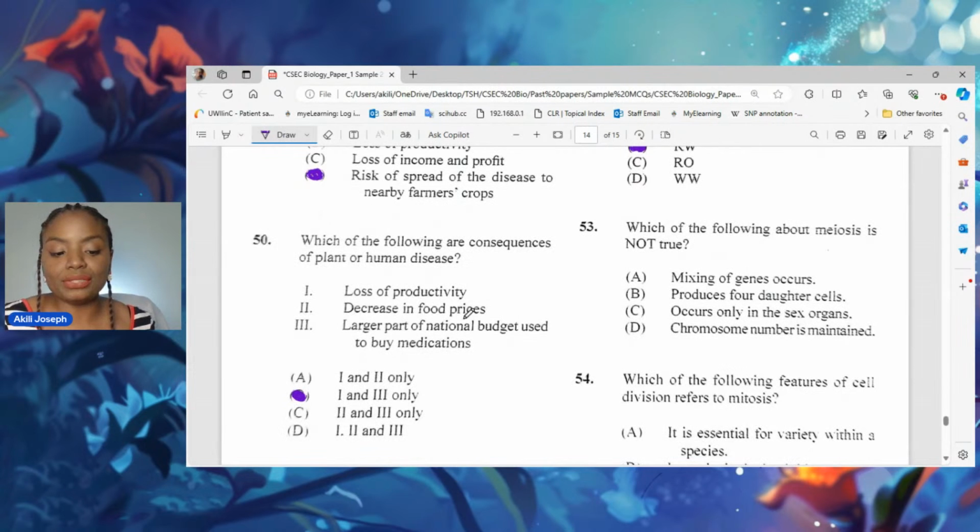53, which of the following about meiosis is not true? Mixing of genes occurs, produces 4 daughter cells, occurs only in the sex organs, and chromosome number is maintained. Meiosis does produce 4 daughter cells, so it's not B, it's going to be D, right? Now, the gametes have half the number of chromosomes, and when they fuse, it restores the chromosome number so that the chromosome number would be maintained. That happens as a consequence of your haploid gametes fusing. But meiosis itself halves the number of chromosomes, right? So 53 is going to be D.